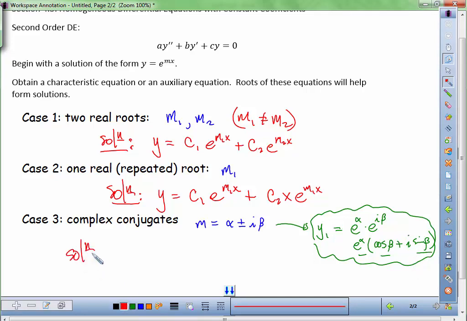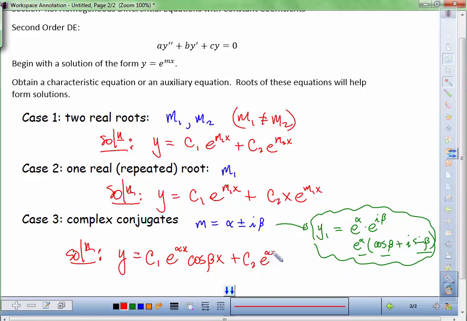So your solution set will be C1 e to the alpha x, because this is multiplied by x. I didn't multiply it by x here, but this is multiplied by x. e to the alpha x times cosine beta x. That's one fundamental solution. The other fundamental solution, if you distribute that, is e to the alpha x sine beta x. And so these two are your fundamental solutions, and then you string them together as a linear combination. You have your general solution for your differential equation.